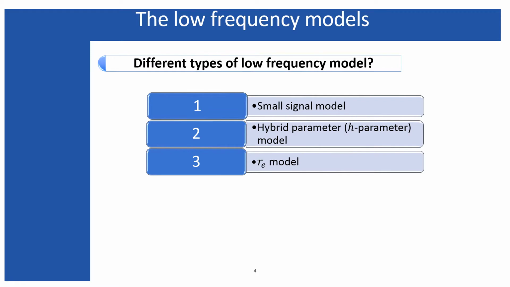So basically I'm going to discuss three different models. First is the small signal model that will be discussed in this particular lecture. Next will be the hybrid parameter model or the H parameter model that I will discuss in the next lecture, and in the lecture after that I will discuss the RE model. These three are basically applicable for the low frequency model.